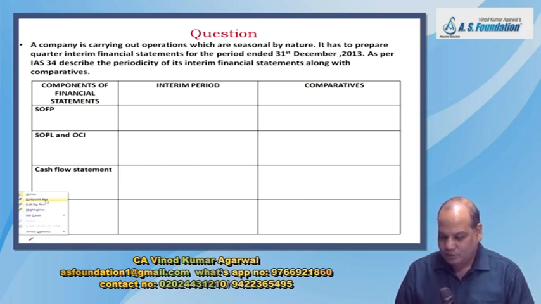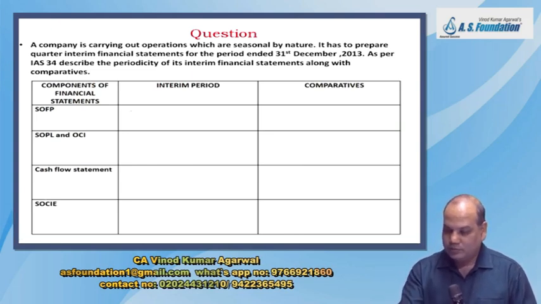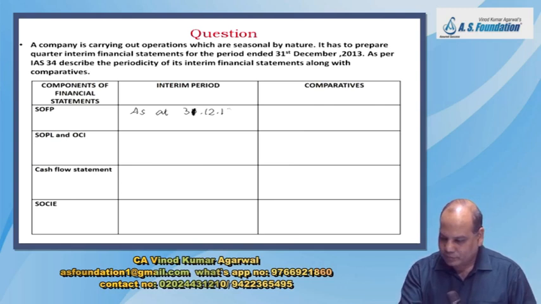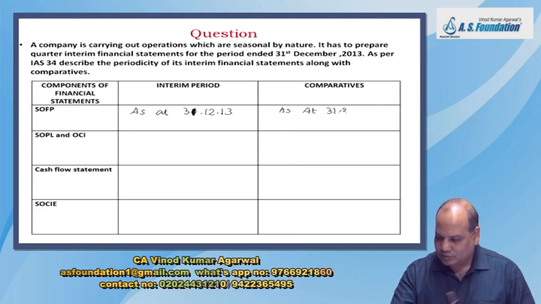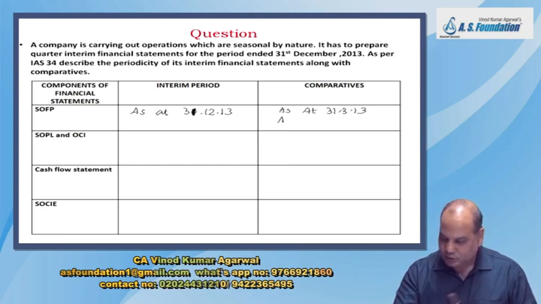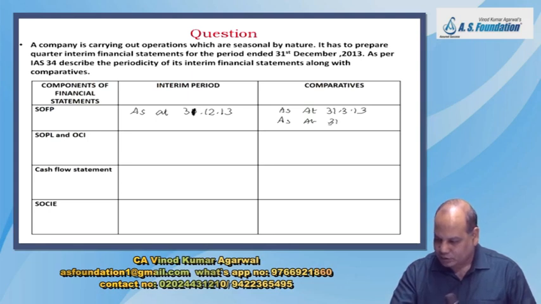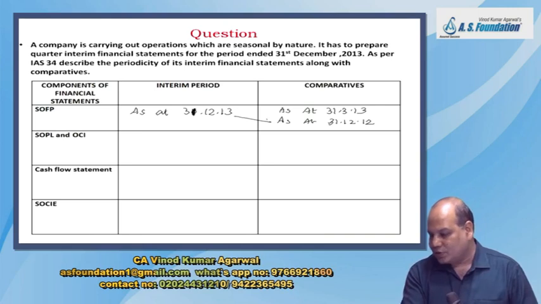So SOFP will be first for the interim period as at 31st December 13, comparative as at 31st March 13. Is it right? And then one comparative for the same date as at 31st December 12. Same day previous year. So in seasonal business, these two can be compared, right?